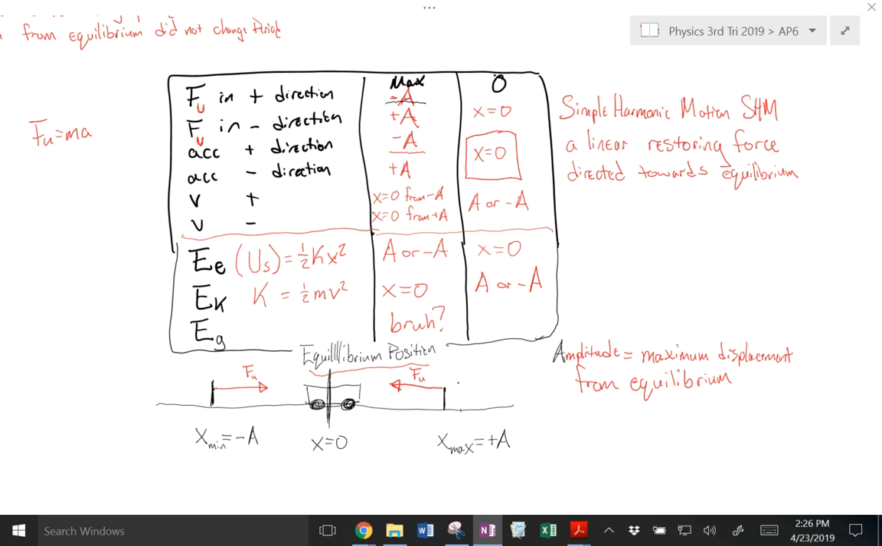It is possible, and in fact it is happening, that your velocity is at its greatest when acceleration is 0. You can have velocity with 0 acceleration. Your acceleration is greatest where your velocity is 0. You can have acceleration but have a velocity of 0. Those things are all possible. All right.